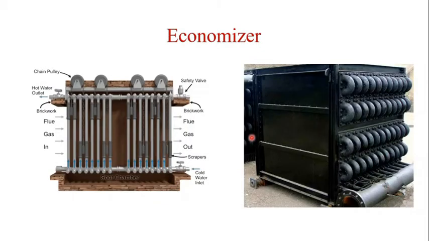Let's see the second component, that is economizer. It is located below the LPSH in the boiler and above the preheater. The use of economizer is to improve the efficiency of the boiler by extracting heat from the flue gases to heat the water and send it again to the boiler drum.